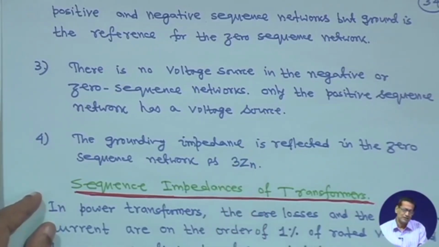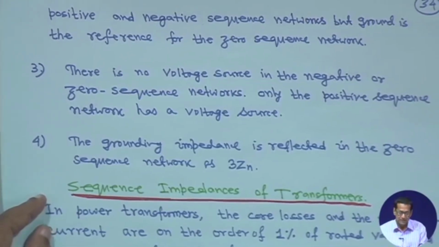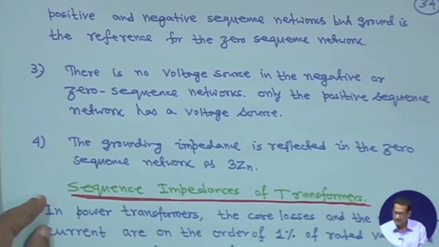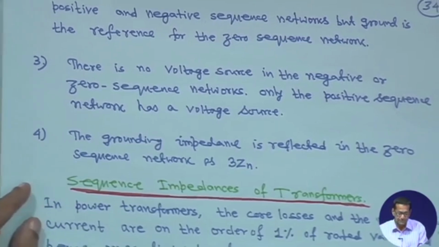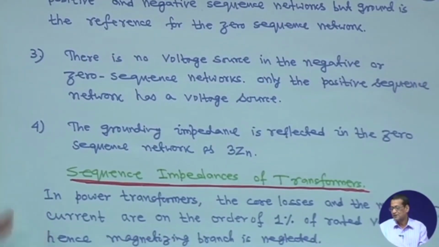Although when we are drawing the diagram it is Zn, the grounding impedance is actually reflected in the zero sequence network as 3 Zn. So, this is for the synchronous machine, the positive, negative and zero sequence. Now, next is the sequence impedances of transformer.